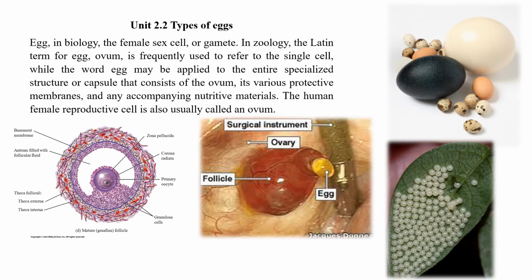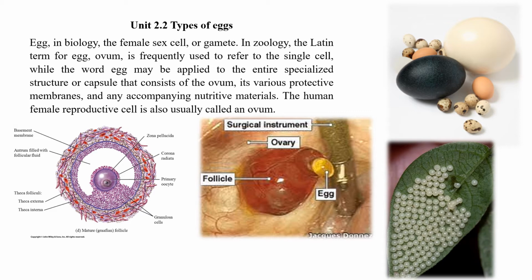In this session, we shall study about different types of eggs that can be observed amongst the animals. Before going to study about the different types of eggs, we shall look into the definition of an egg. Egg in biology is the female sex cell or female gamete. In zoology, the Latin term for egg is ovum.